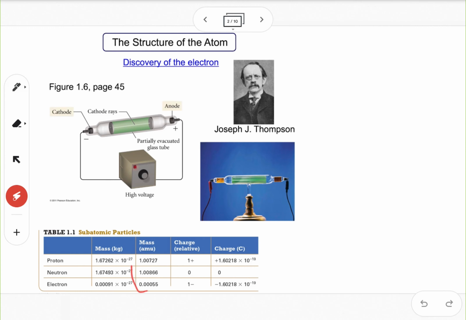But anyway, the mass in AMU of those three subatomic particles is not our major concern for now. What you need to know is that the mass of an electron is very small, and it is negatively charged, because this charge is very, very small. So sometimes we use -1, or 1 negative, to represent the charge of one electron. All right, this is the electron.